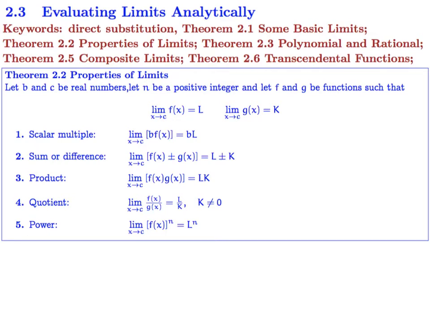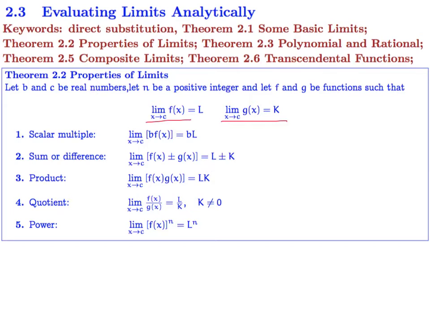So now we have some properties of limits that are really going to take us places. The key to this property, this theorem, is that if you have b and c, two real numbers, n a positive integer, and f and g functions such that you've already computed the limits of them, you know what these are, then we can figure out a lot of other limits pretty quickly.